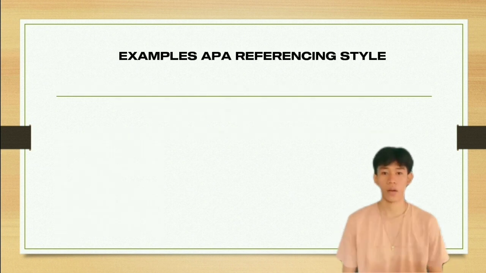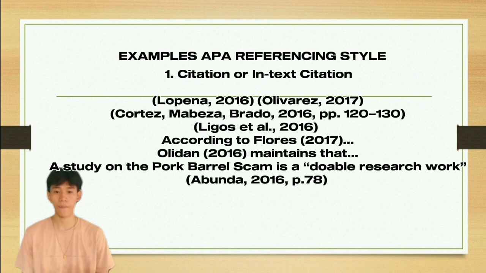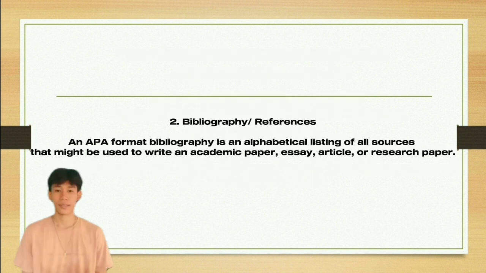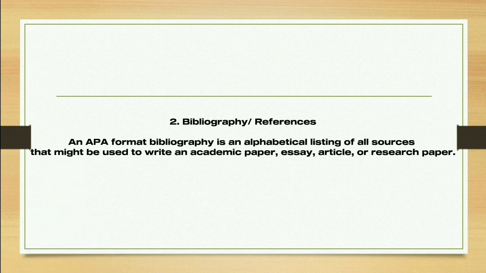And now, I will give you the example of APA referencing style. First is the citation or in-text citation. And the last one is bibliography or reference. An APA format bibliography is an alphabetical listing of all sources that might be used to write an academic paper.